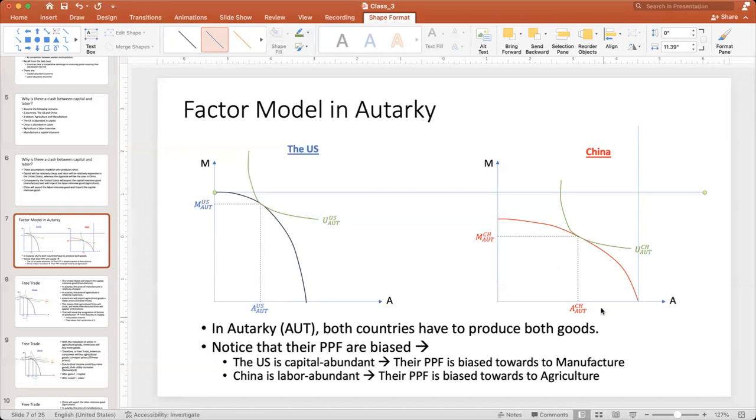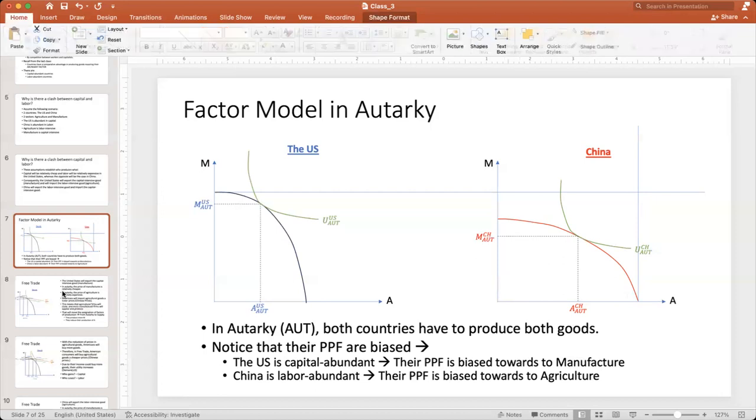The same as in China. China is labor abundant. Agriculture as a sector is labor intensive. So if they want to produce only agriculture, they could achieve higher levels of agriculture. So what happens if they open their economy? We're going to modify a little bit the Ricardian model to notice what happens with the production factors.